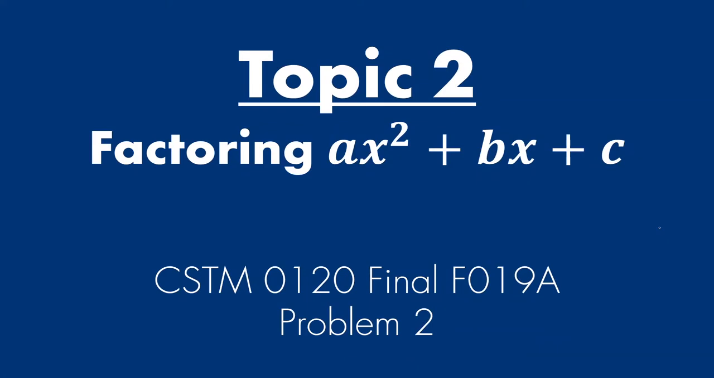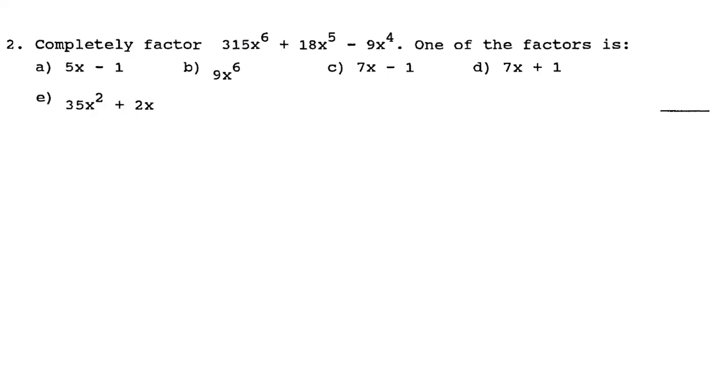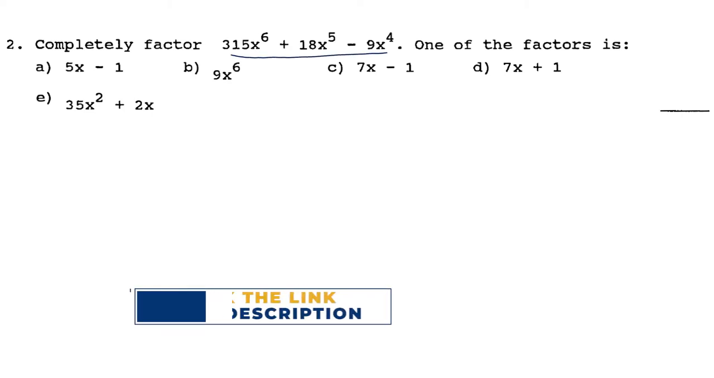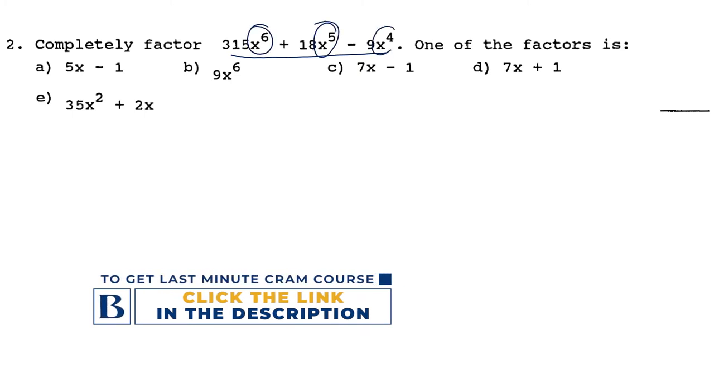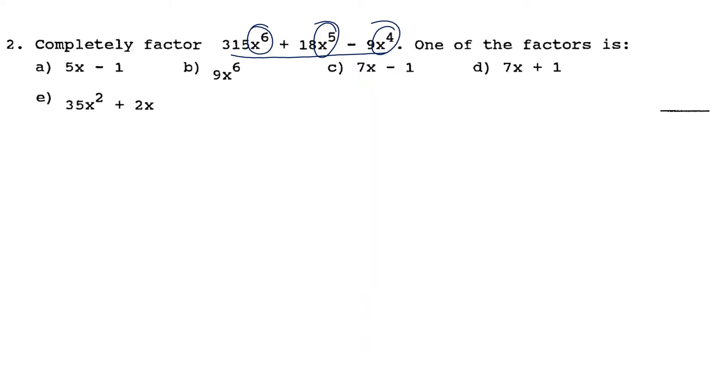The next topic is factoring quadratic functions, ax squared plus bx plus c. We're going to look at problem 2 from the final F019a. This problem is not exactly a quadratic equation by itself. It says completely factor, and obviously Baruch College is trying to scare you by giving you x to the 6th, x to the 5th, and x to the 4th. What you need to figure out immediately is, is it a trinomial or not? Trinomial means, does it have three terms or not? And it does have three terms.